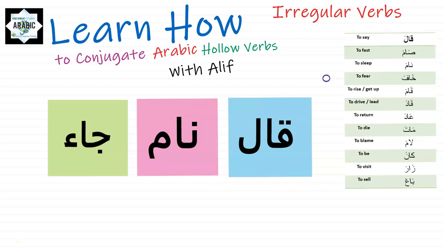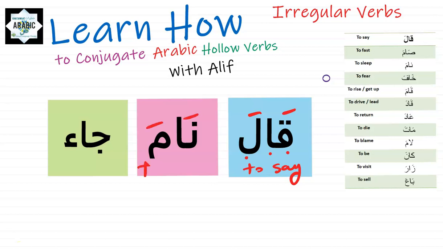In this video, we're going to learn how to conjugate irregular verbs. Irregular verbs in Arabic are called أفعال معتلة. The examples we have selected for today share three things in common. All of them are a three-letter verb, like you could look at قال, to say. It has قاف, ألف, and lam.